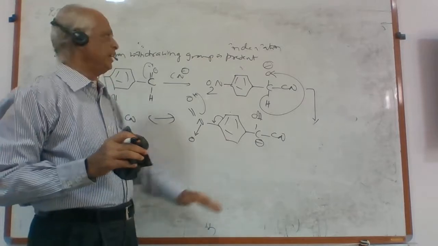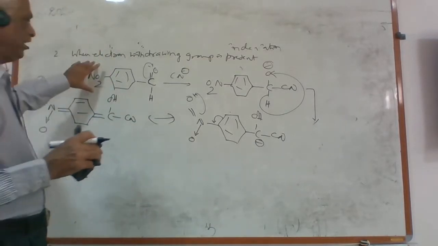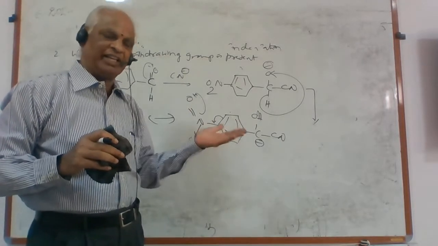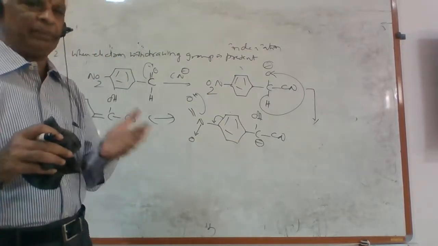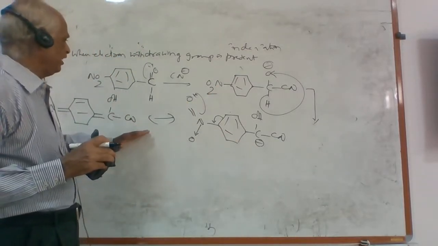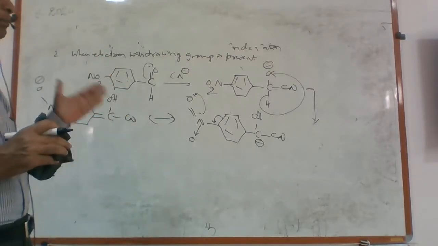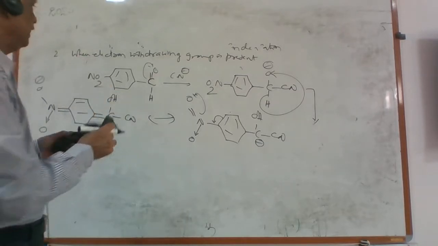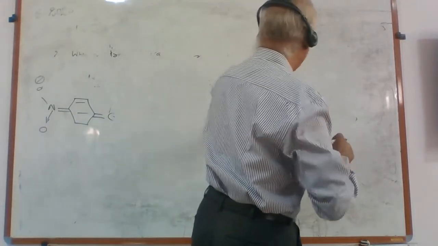Hence we can conclude that even when an electron withdrawing group like the nitro group is there, benzoin condensation is not possible. Already we have seen case 1, electron releasing group, and case 2, electron withdrawing group. That means when benzaldehyde has either an electron releasing group or an electron withdrawing group, benzoin condensation reaction is not at all possible. Now let us see what is meant by a crossed benzoin condensation reaction.